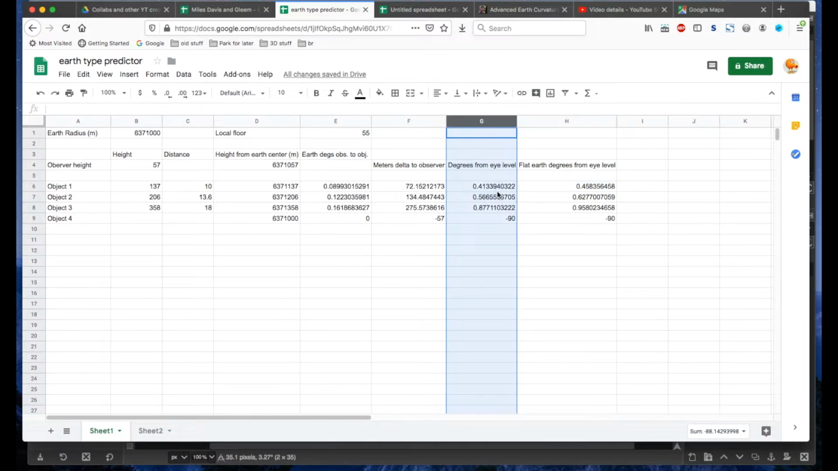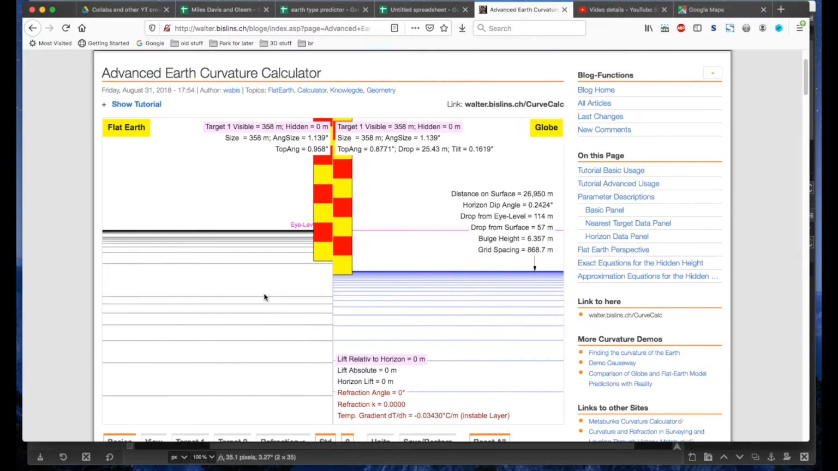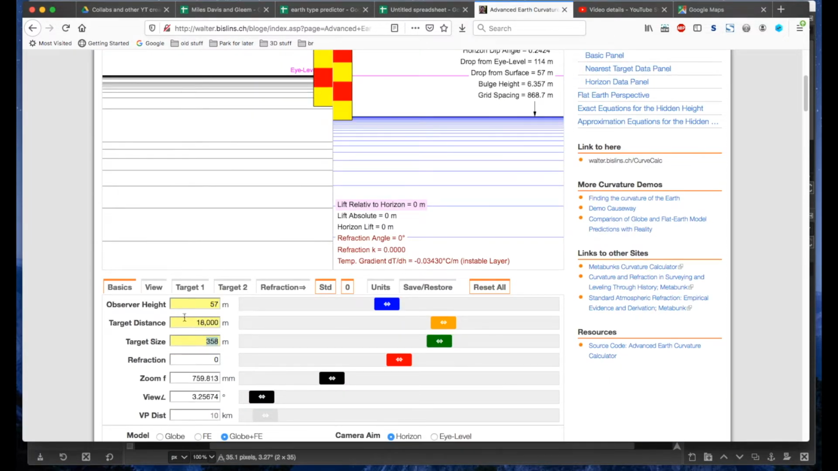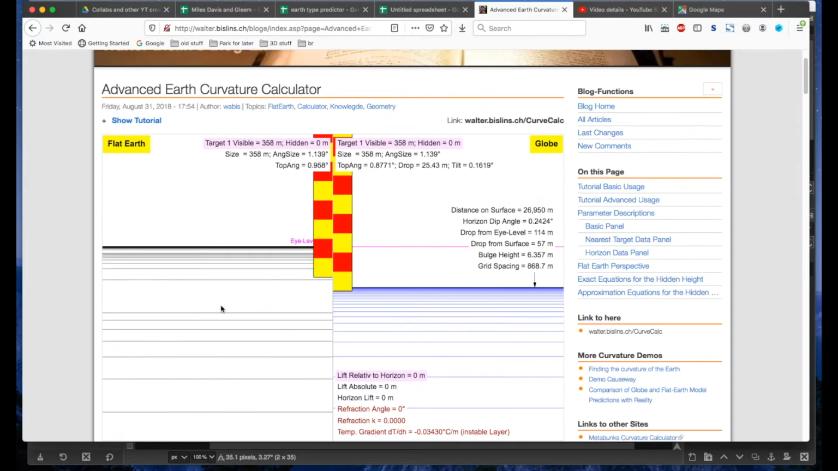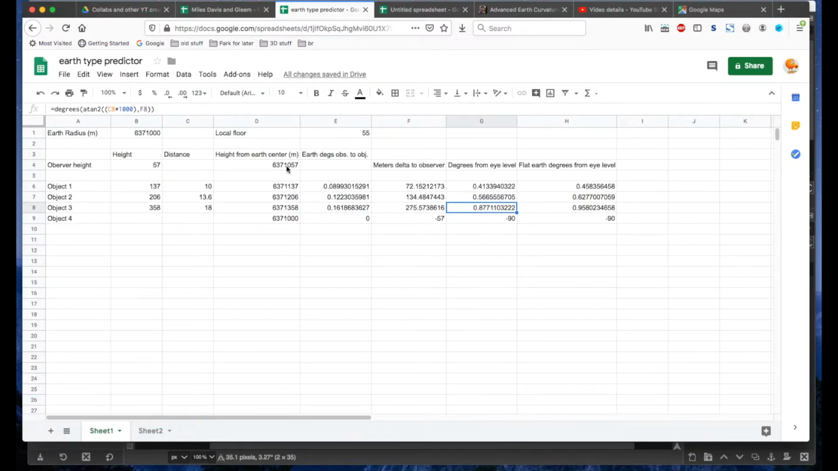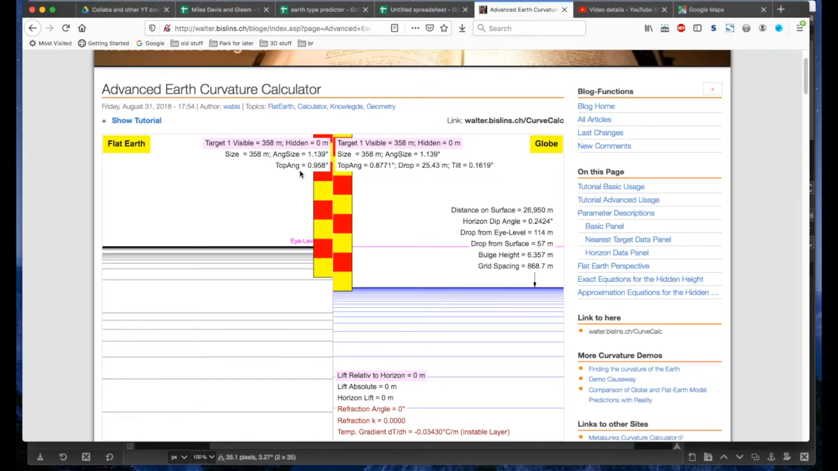But at the end, I had calculated the degrees from eye level if it's a globe earth and degrees from eye level if it's a flat earth. And just for fun, I also compared that with Walter Bisland's calculator. Here is the last one, 18 kilometers and 358 meters with an observer height of 57 meters. For the globe, the top angle is 0.8771, and for the flat earth, it's 0.958.